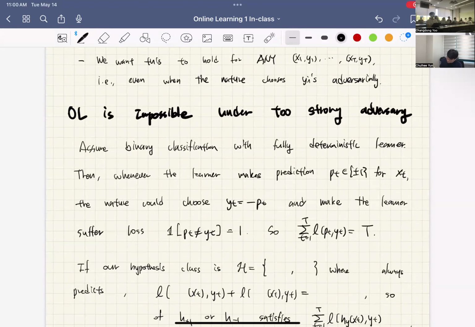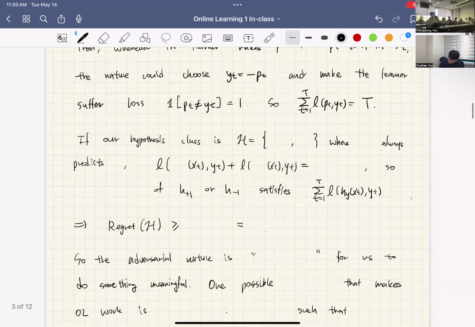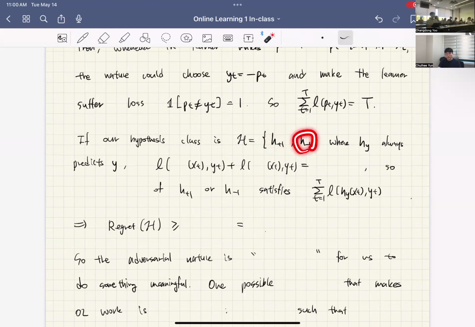Let's consider a very simple hypothesis class, which consists of two predictors. So our large H is a collection of two predictors, H plus one and H minus one, where the subscript Y means it always predicts Y. So this predictor always predicts plus one, and this predictor always predicts minus one, okay? Since we're dealing with binary classification with zero-one loss, if you add the loss suffered by H plus one and H minus one, they always have to sum to one, right? And this always holds for every time step.